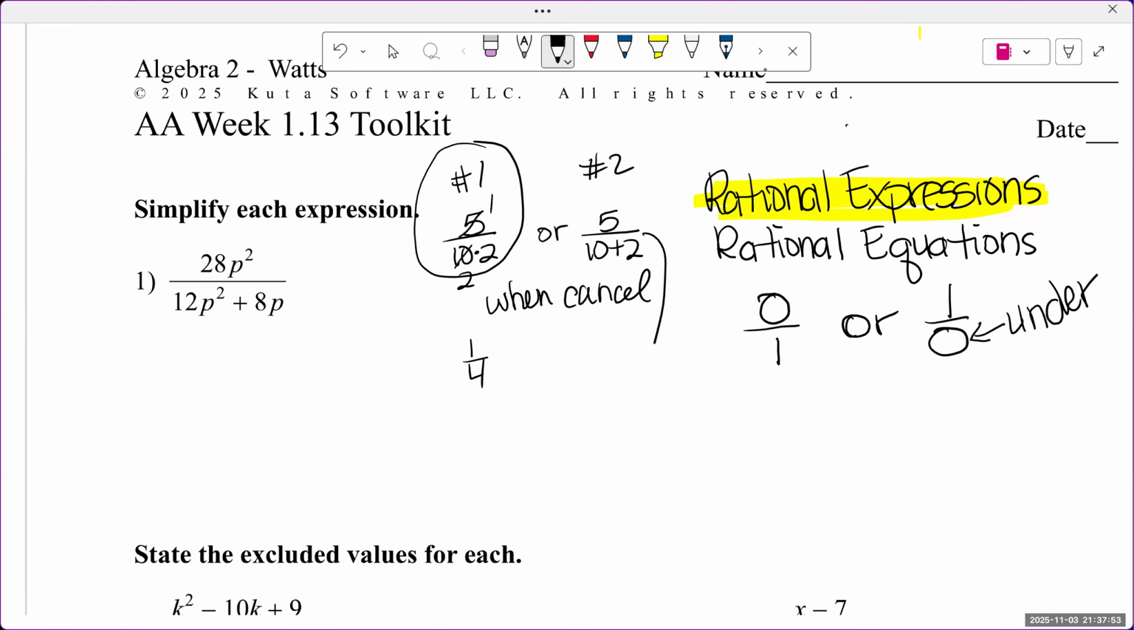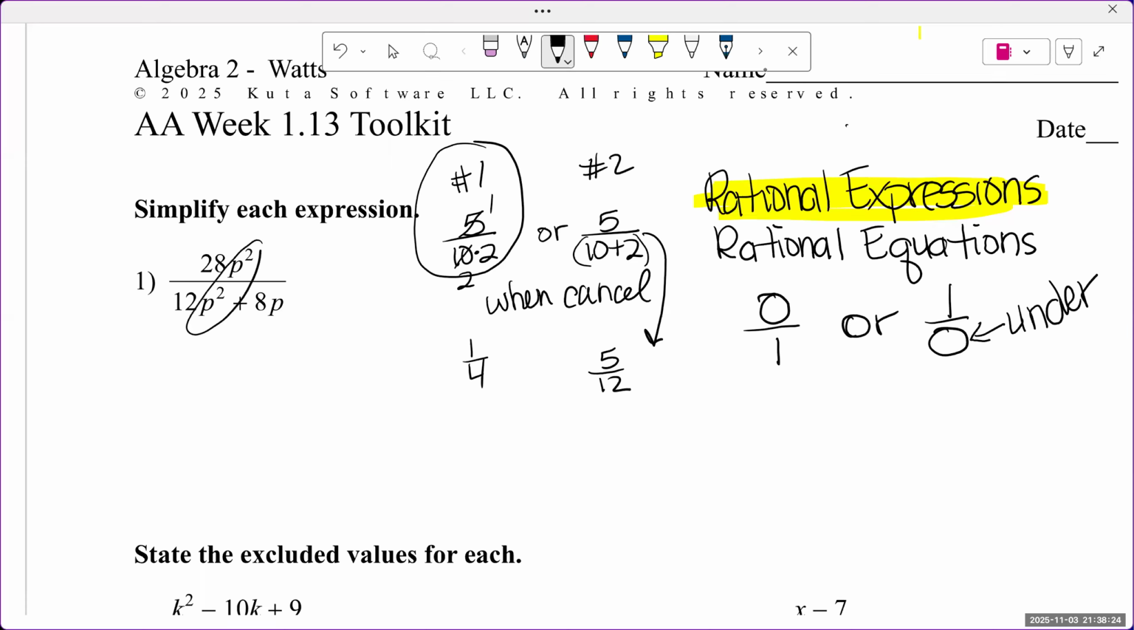Now, the second one, you cannot cancel the 10 because that plus sign actually hooks those two together as a BFF couple. So that is just 5 over 12. No, that cannot be reduced. So you need to remember, when can you cancel things? When they are separated by multiplication signs.